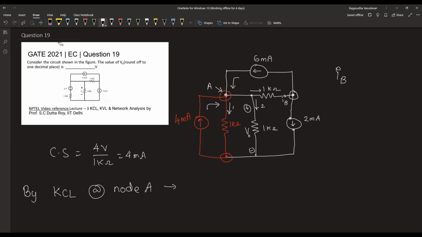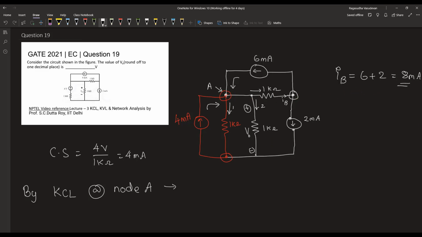For that, let us apply Kirchhoff's current law over this node. The incoming current is IB and the outgoing currents are 6 plus 2 milliampere, which is 8 milliampere. So IB is 8 milliampere. So coming back to this node, we have two incoming currents, which are 4 milliampere and then 6 milliampere. Then we have three outgoing currents. One is through this, the second one is through this, the third one is IB, which we found out to be 8 milliampere.